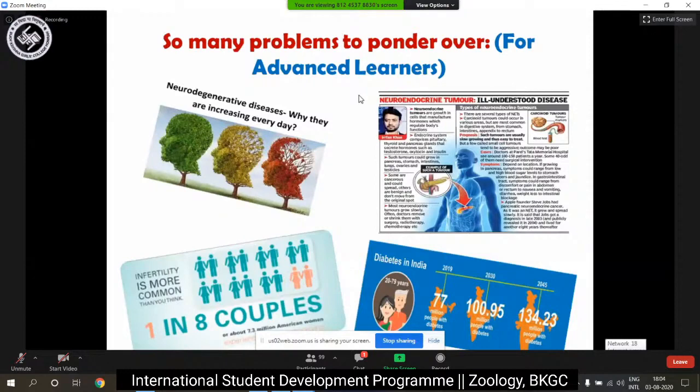And even among middle-aged people, people above 30 are also suffering from different stages of these endocrinal problems. So why are such endocrinal problems occurring in different societies? Those can be the topic of research for you people.